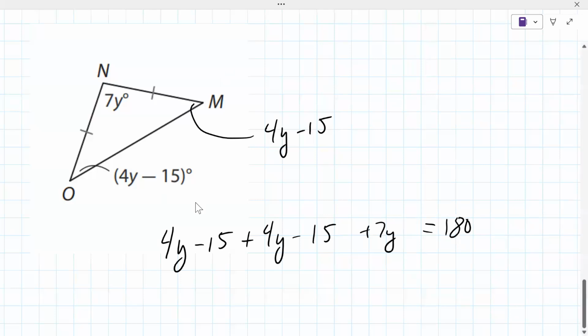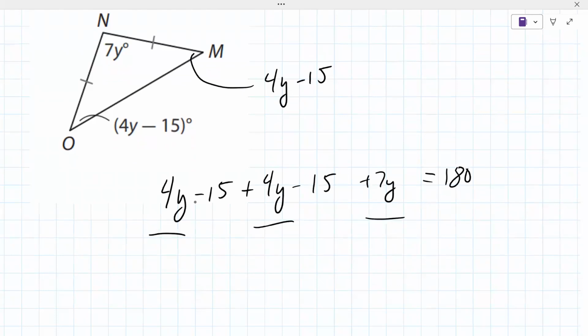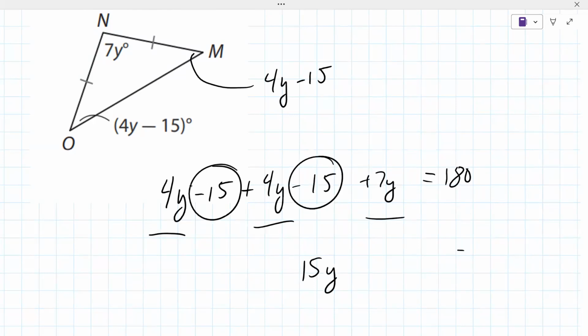Okay. So to solve this equation here, you have to combine like terms. What is 4y plus 4y plus 7y? What does that add up to? 15y, and then what is minus 15 minus 15? Negative 30. Okay, so I'd like you to try solving this equation for y, please. It's y equals 14.